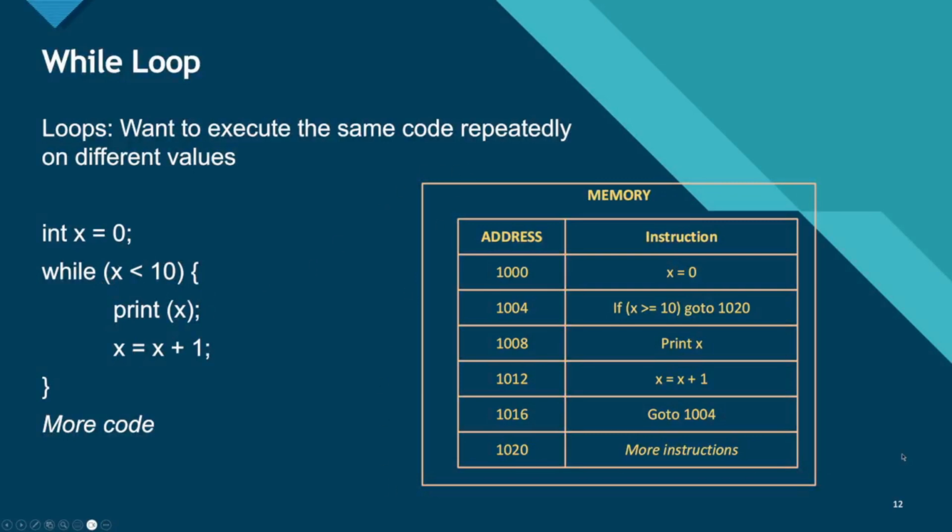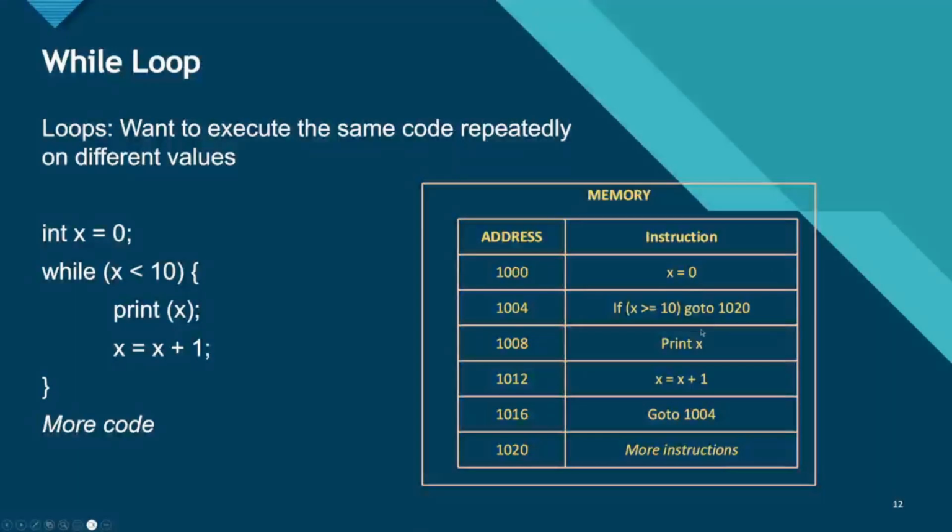So I've laid that out over here. This is kind of what the memory would look like. At first, we initialize the value x to 0. Then if x is greater than or equal to 10, we skip the loop. We go down here to more code, so go to 1020, here's 1020, and we just completely skip the loop. Otherwise, if x is less than 10, well, then we print x, and x equals x plus 1.